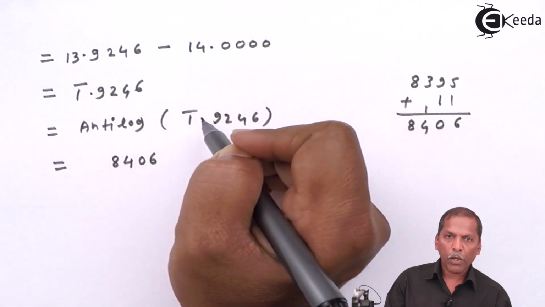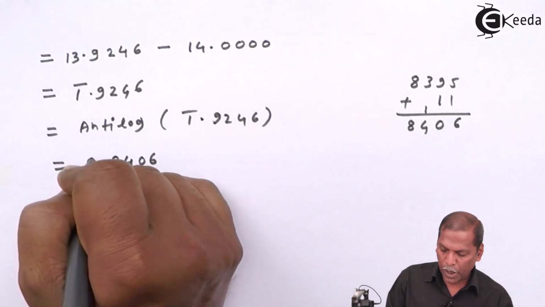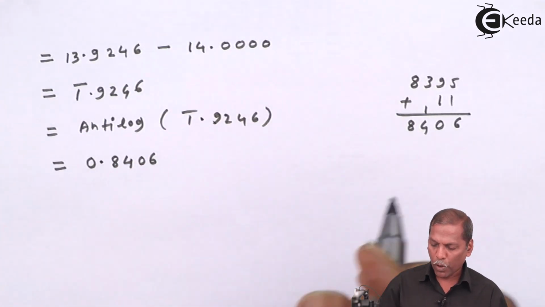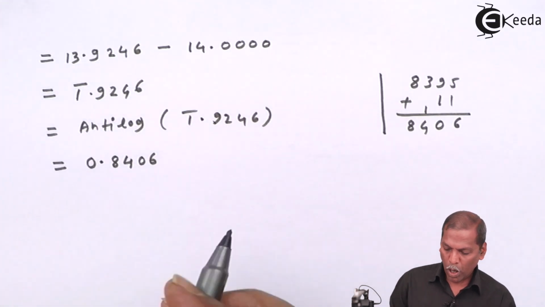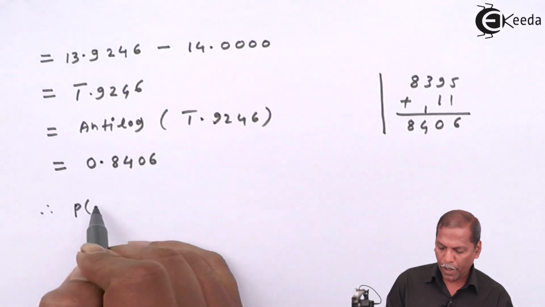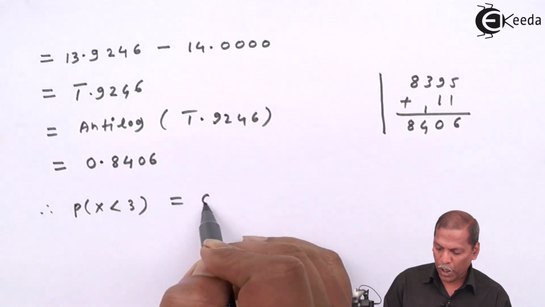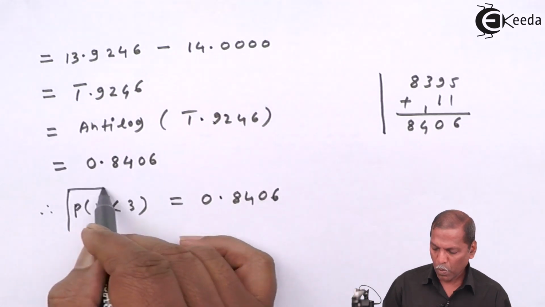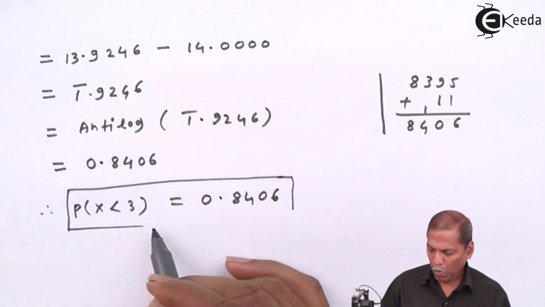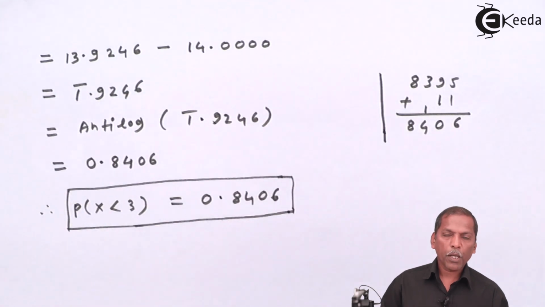Now before the decimal we have bar 1, so it means we have to write only one 0. So the answer is 0.8406. And therefore the probability of x less than 3 is equal to 0.8406. So this is the required solution for the given problem. Thank you.